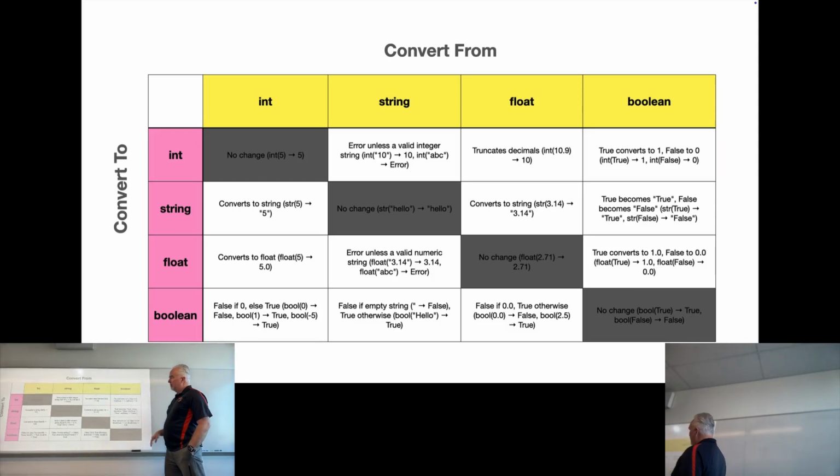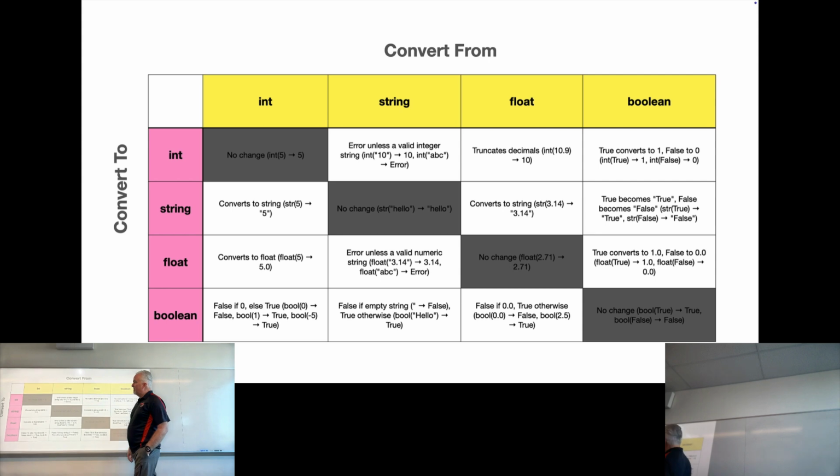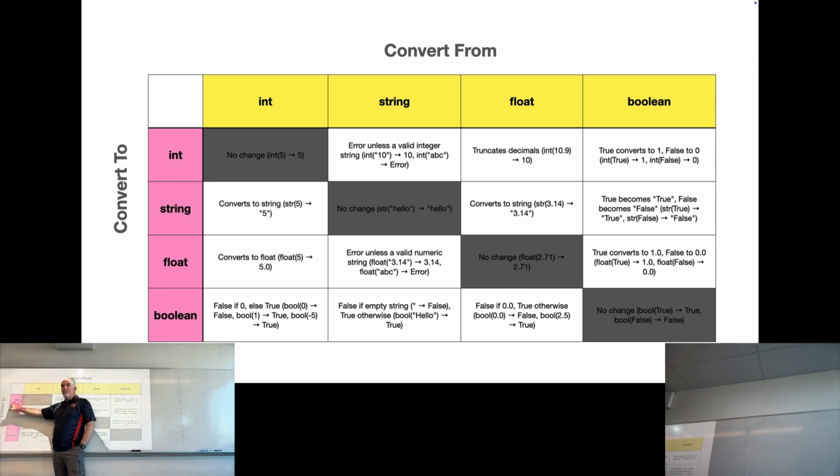And so I made this table, and obviously if I'm converting from an int to an int, I'm essentially doing nothing. So that's why those are all gray on the diagonals. But let's say I'm converting an int to a string. This tells me what the result might possibly be. So it converts to a string. I can convert an int to a float, no problem. I can convert an int to a Boolean.